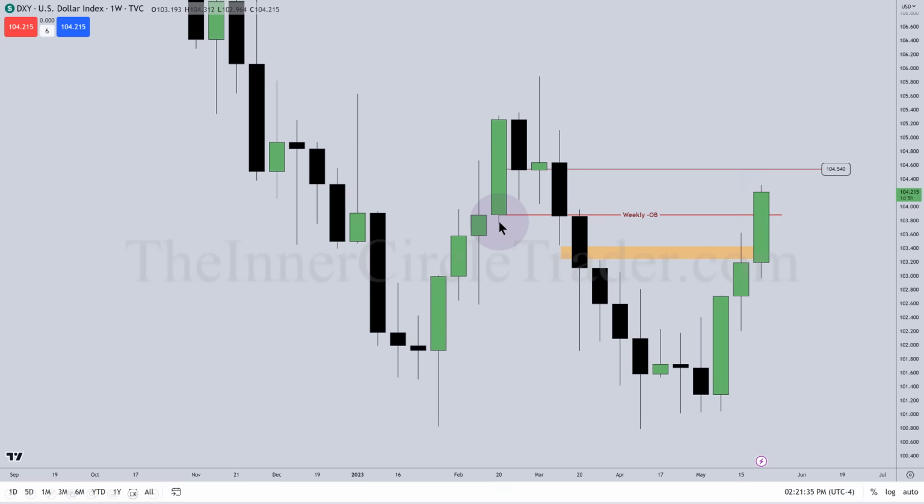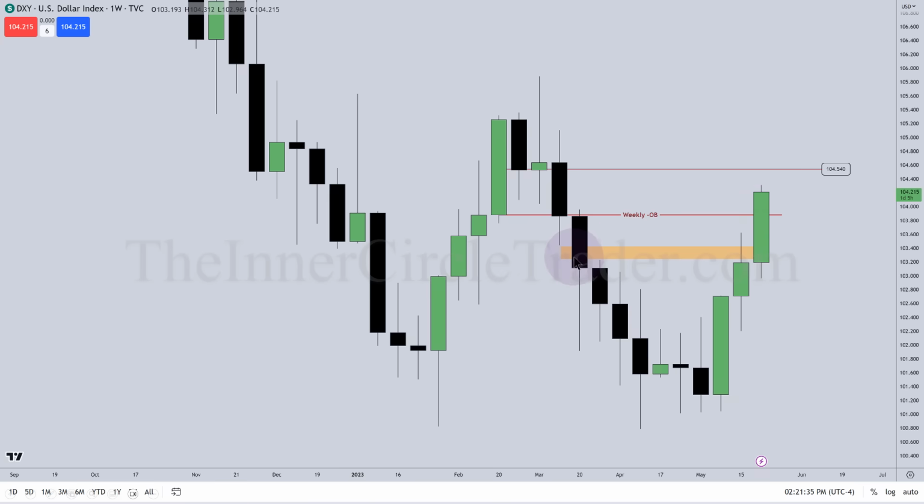Mean threshold is the halfway point from high to low. Halfway point is here. That level comes in at 104.540. Okay, so that's your level. You should have that on your chart. If we have continuation on the upside, that's the level I'm looking for.